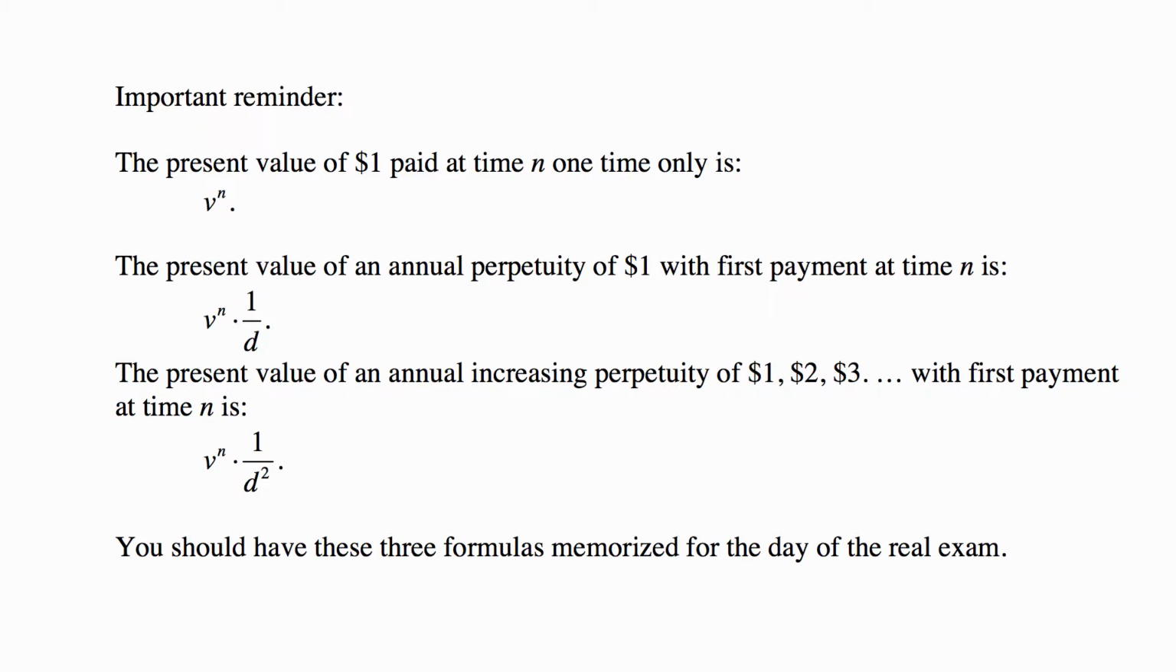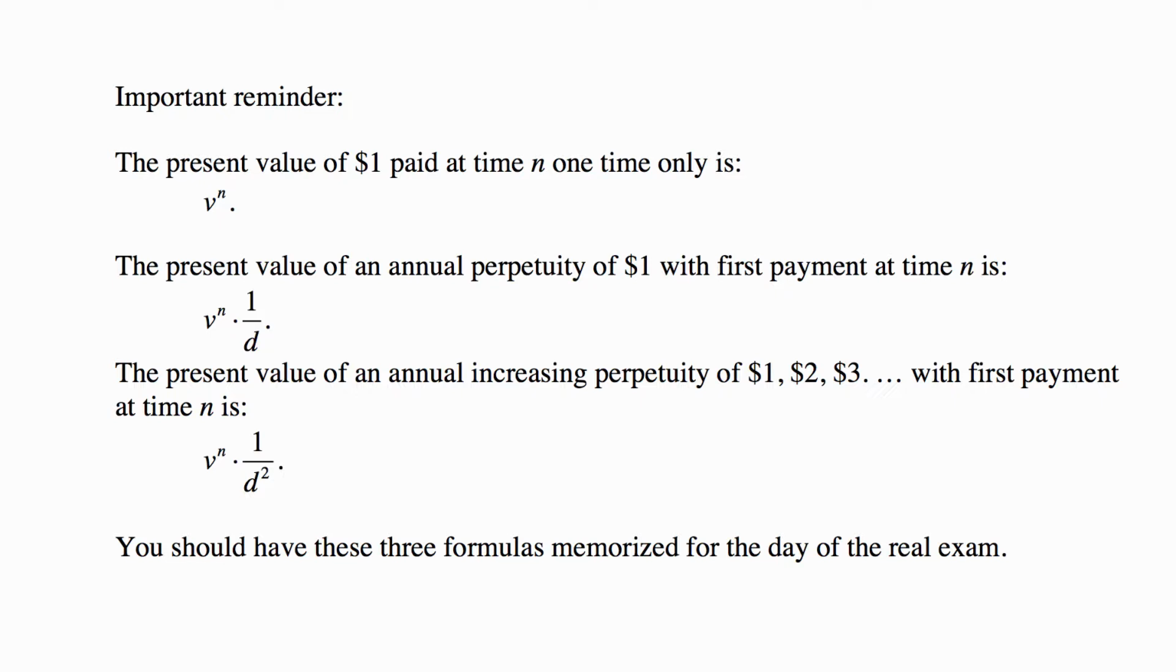This is something I would like you to remember. If you're serious about passing exam FM, you should remember these three formulas. The present value of $1 paid at time n, a one-time-only payment, is v to the nth. The present value of an annual perpetuity of 1 with first payment at time n is v to the nth times 1 over d. In particular, if you have a perpetuity due with annual payments of 1, then its present value at time 0 is 1 over d, because the first payment comes at time 0, so v to the 0 is 1.